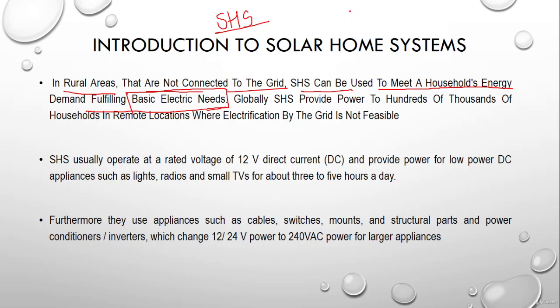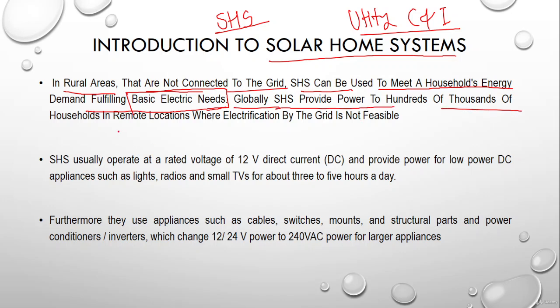Some cases will have a utility scale type of solar project. Some will have the CNI type of solar project. So basically the solar home system comes under the smaller electricity need to be fulfilled by the small residential sectors. Globally, the solar home system provides power to hundreds of thousands of households in remote locations where electrification by the grid is not feasible.